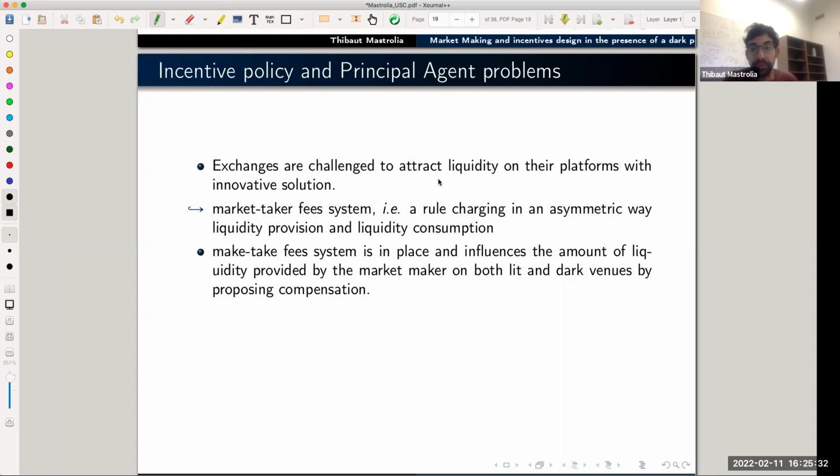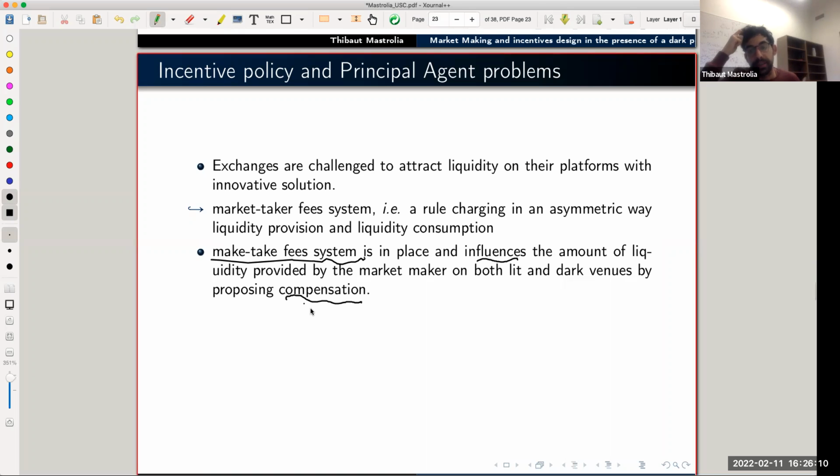So a way to do that is to set what we call a make-take fee system. So what is a make-take fee system? It's just a way to propose fees to investors as a transaction cost to deal in the market and to propose a compensation of market makers for their work to just balance the market. So there are two ways. So what we want with this kind of system is to influence the amount of liquidity provided by the market maker on both lit and dark venues by proposing compensation.